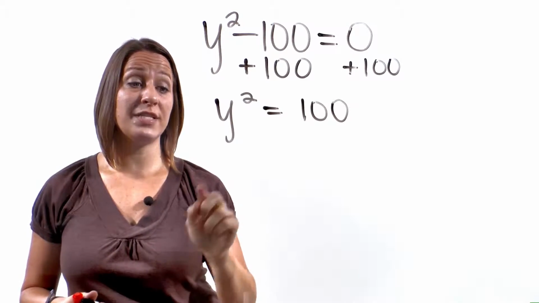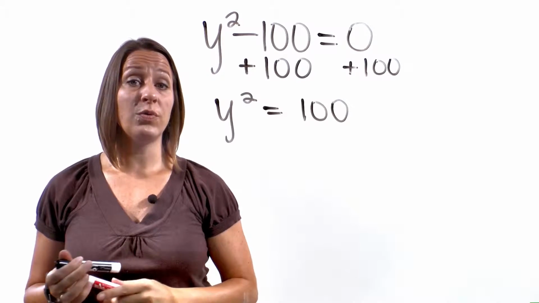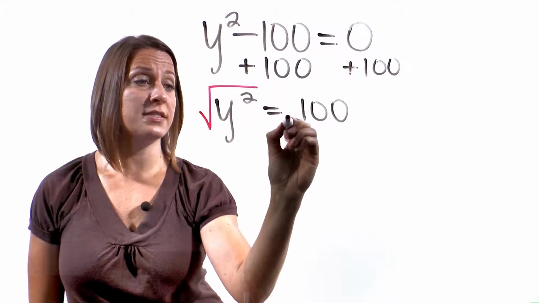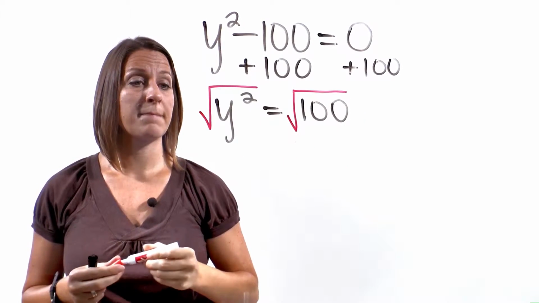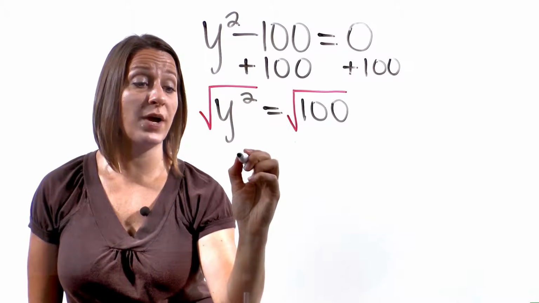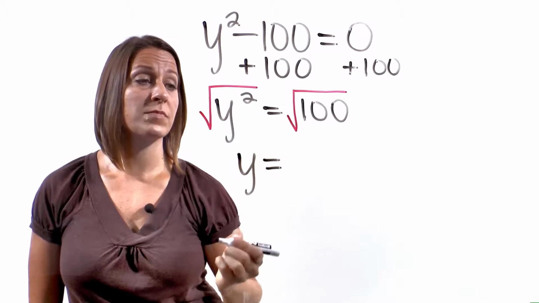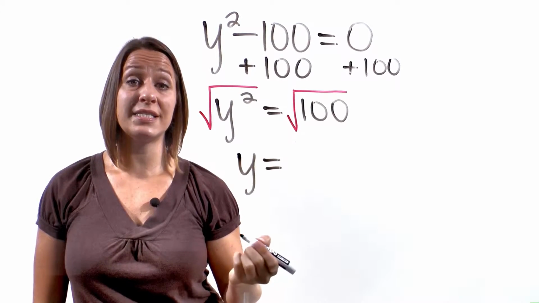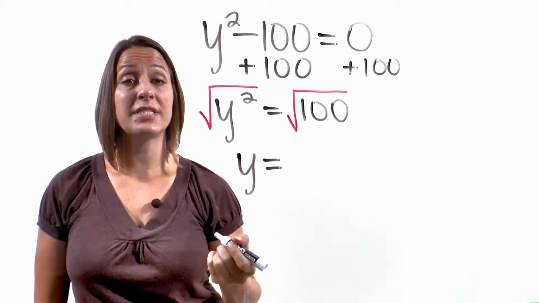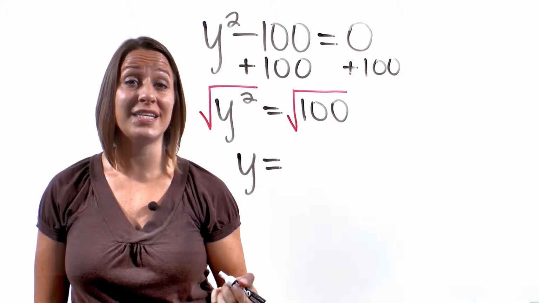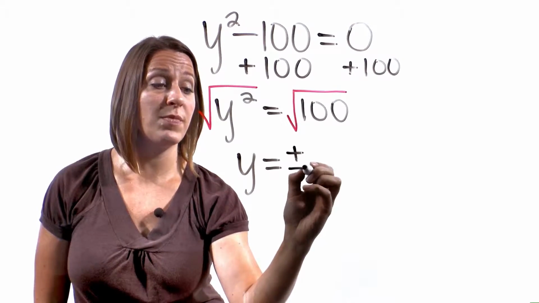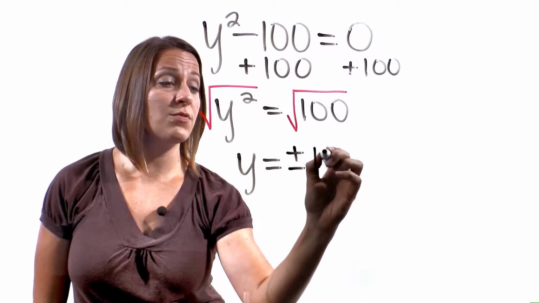Now that we have the term that's being squared by itself, we can use the square root property. It says we can take the square root of both sides. The square root of y squared is y. The square root of 100 is 10. But we also have to recognize that it could be negative 10, because negative 10 times negative 10 is 100. So again, we'll use the symbol plus, minus, and then we'll put 10.